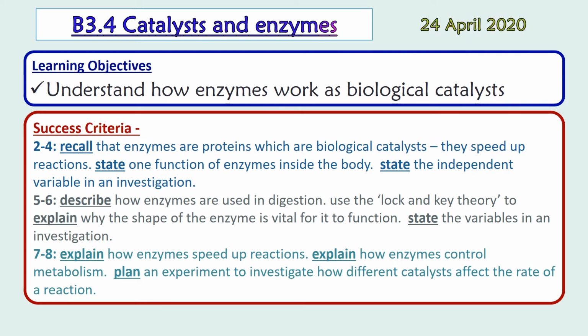We need to know what happens with proteins. For 5 to 6s, we need to be able to describe how enzymes are used in digestion, and also talk about something called the lock and key theory that we will go into, which is a very important theory of how enzymes actually work. And for 7 to 8, we need to explain how enzymes speed up reactions and how they control metabolism, which cropped up in a previous lesson.